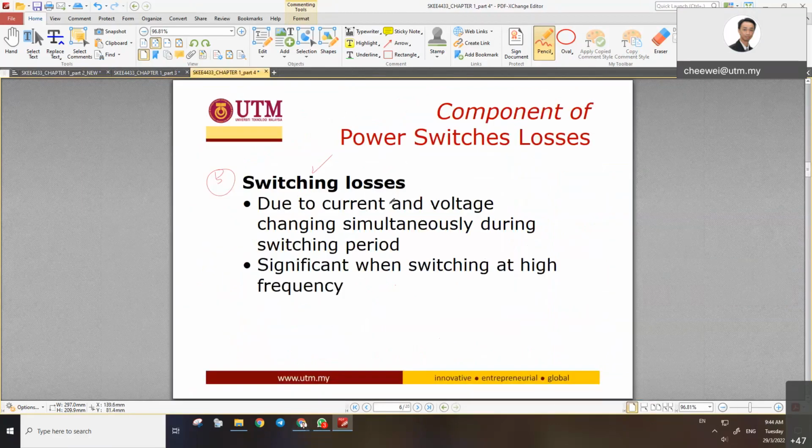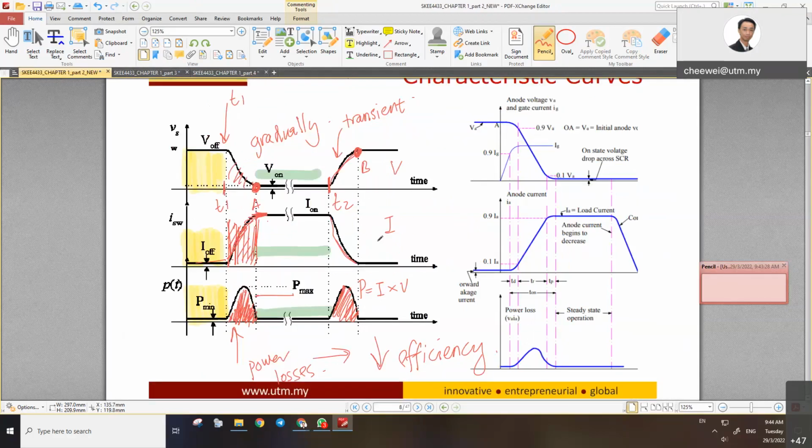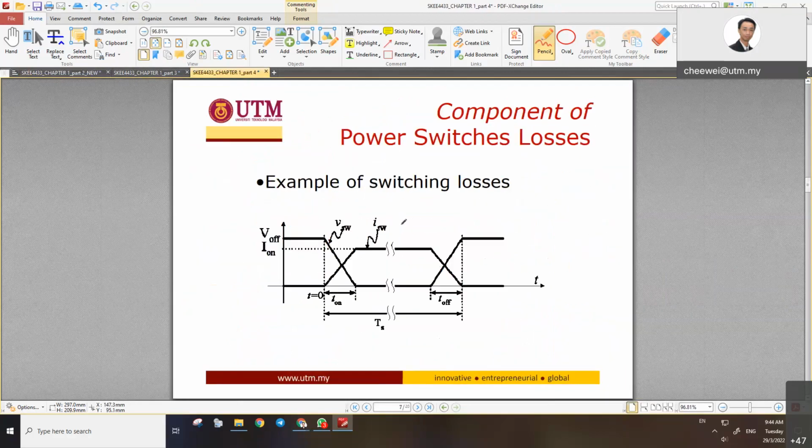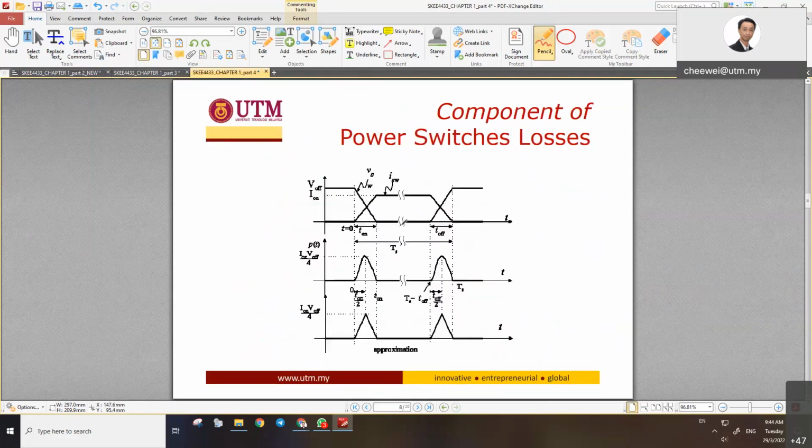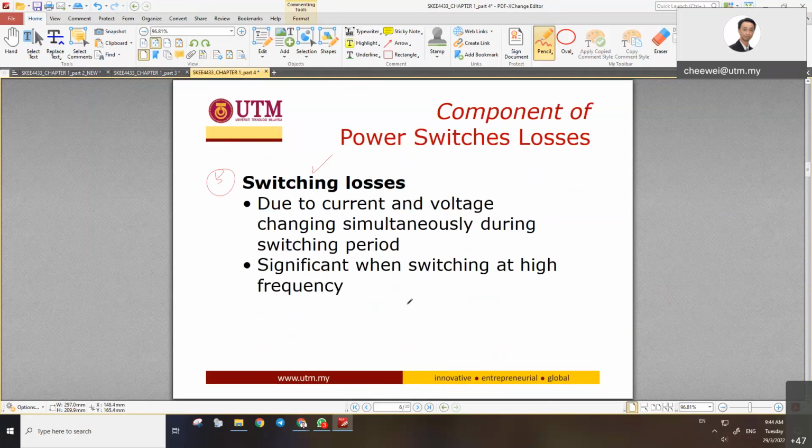Okay, now if you have high switching loss, high frequency means what? Any diagram showing high frequency? No, let's draw it. Same time. This one is high frequency or low frequency?